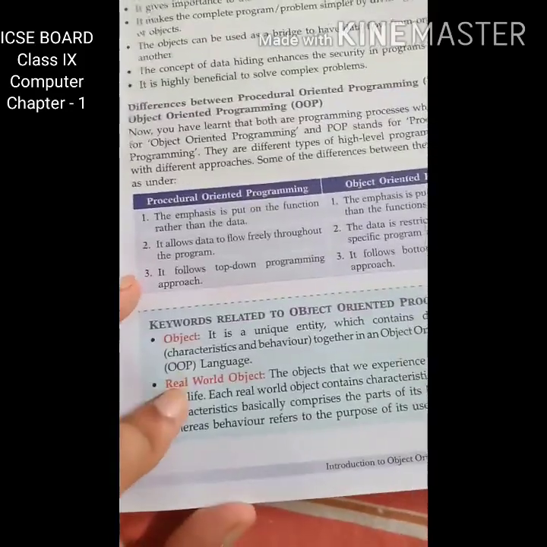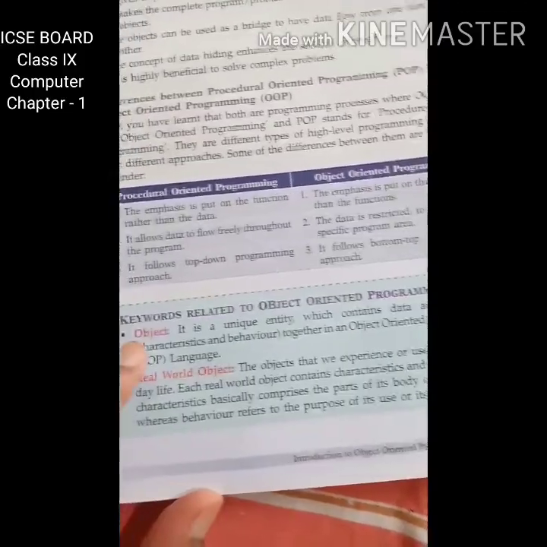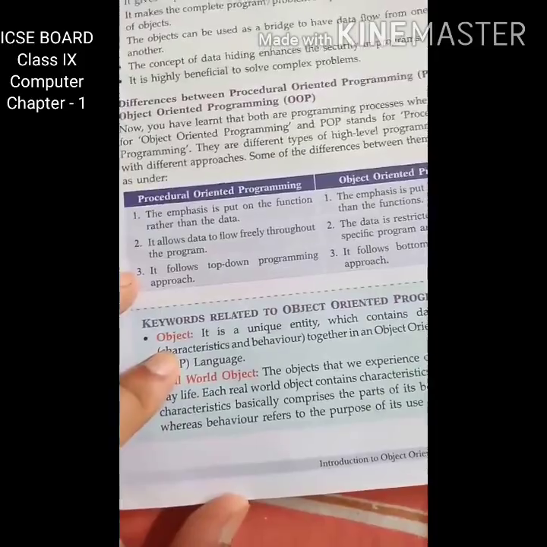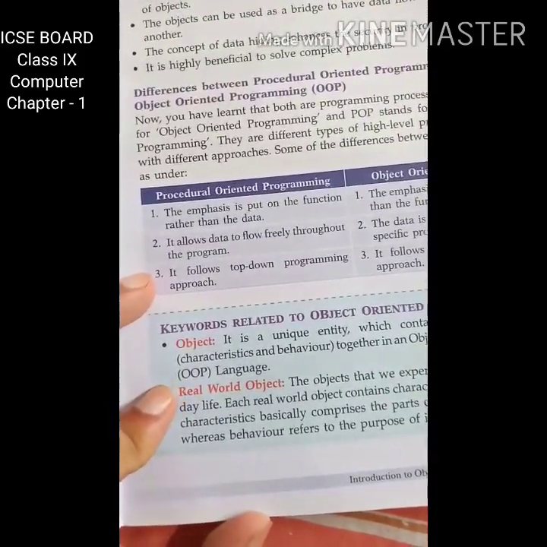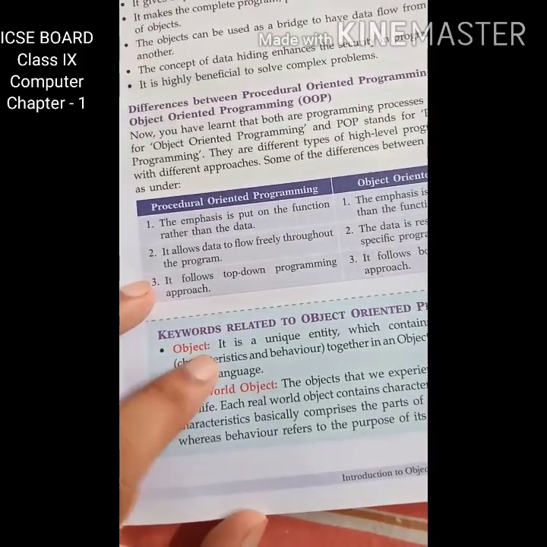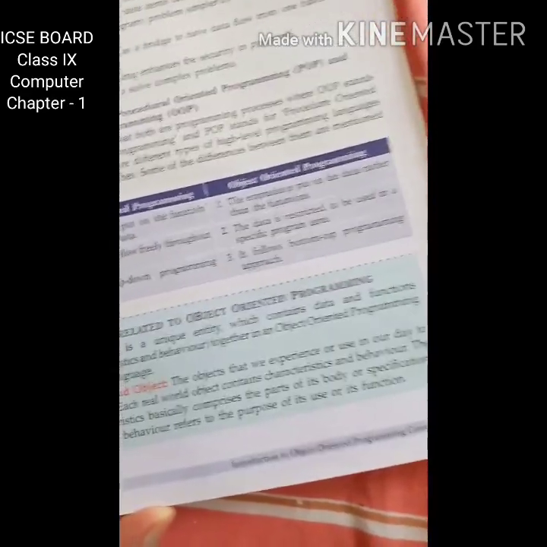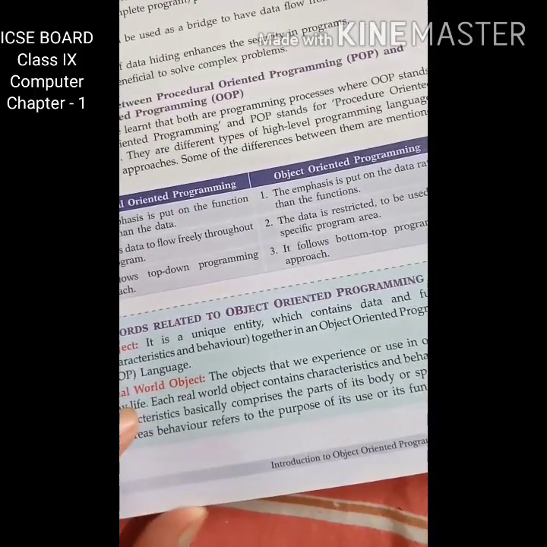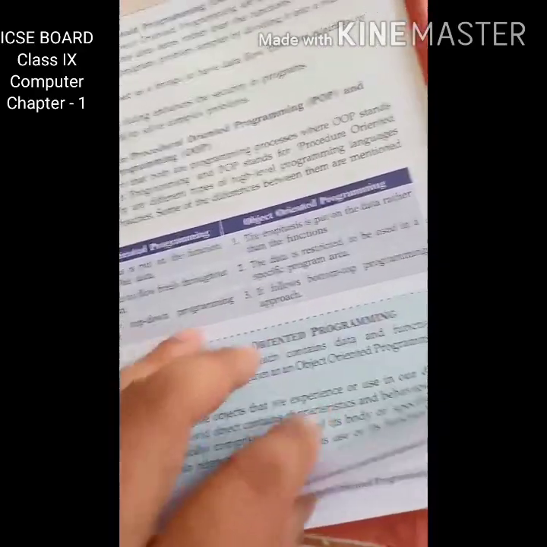Okay, the keywords related to object oriented programming: object, you know very well. Real world entities are called objects, like a fan, a book. Name of a person, name of a river, these are real world entities, and that is called an object. Real world objects use data in real day-to-day life. Each real world object contains characteristics and behavior.